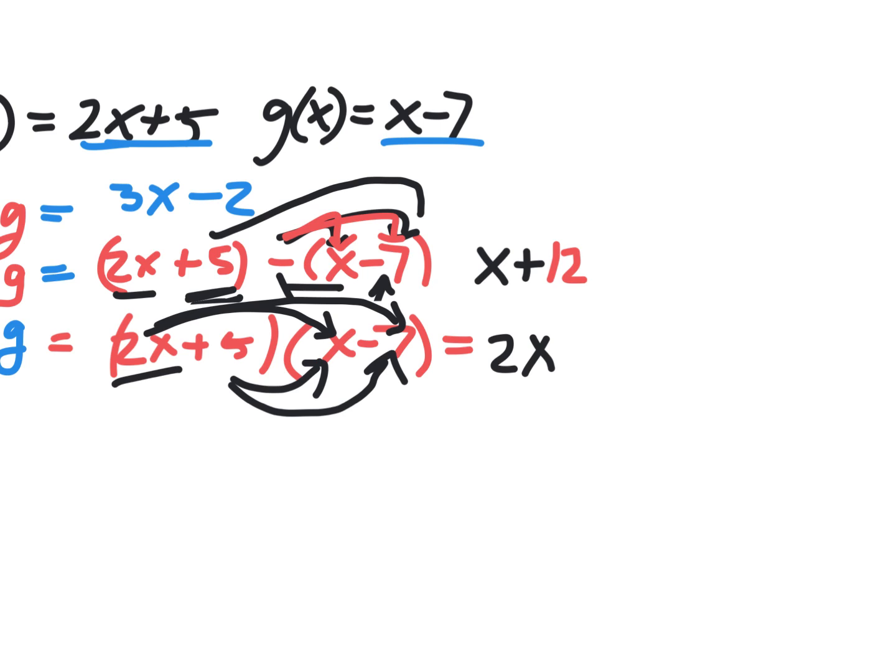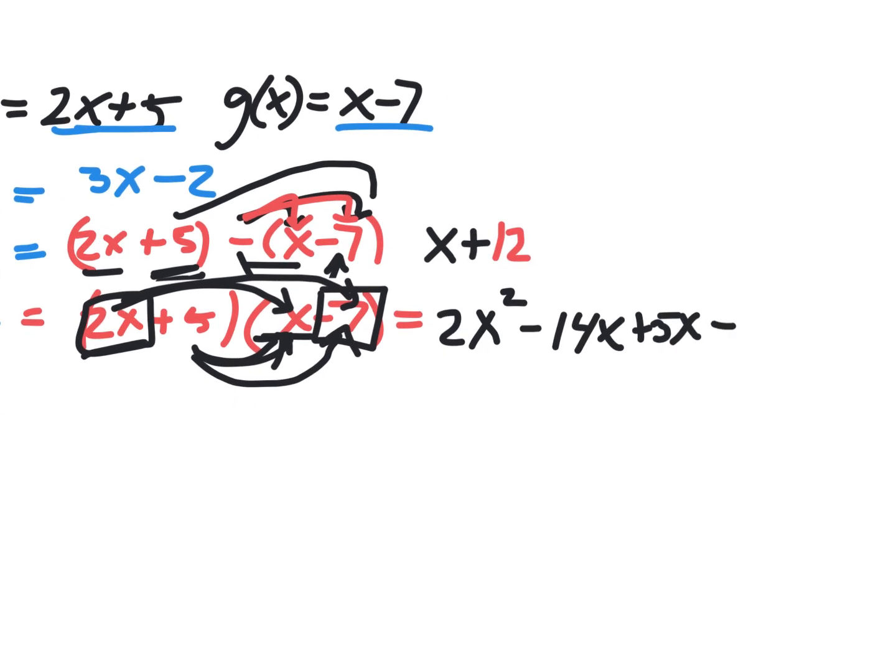Okay, 2x times the x. What's 2x times the x? 2x squared. There we go. Now we're taking the 2x times the negative 7. What's that? Negative 14x. Correct. Now we're taking the 5 times the x. And last, we're multiplying. Negative 35. There we go. All right.